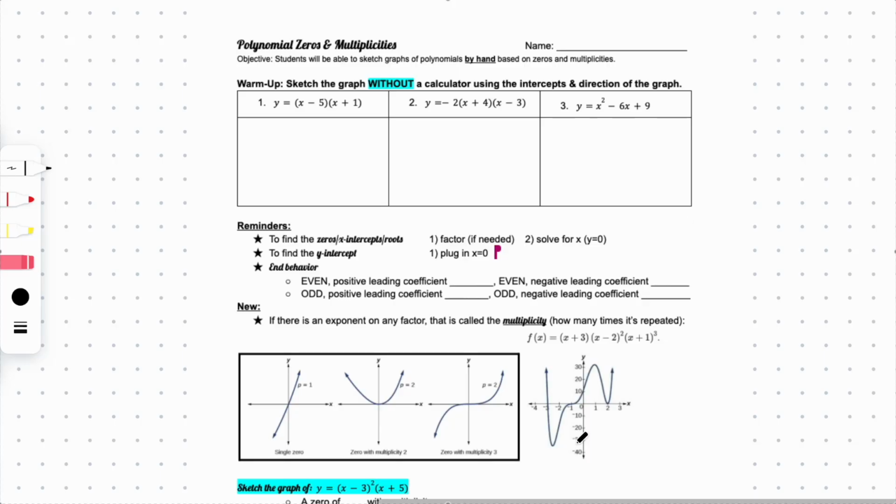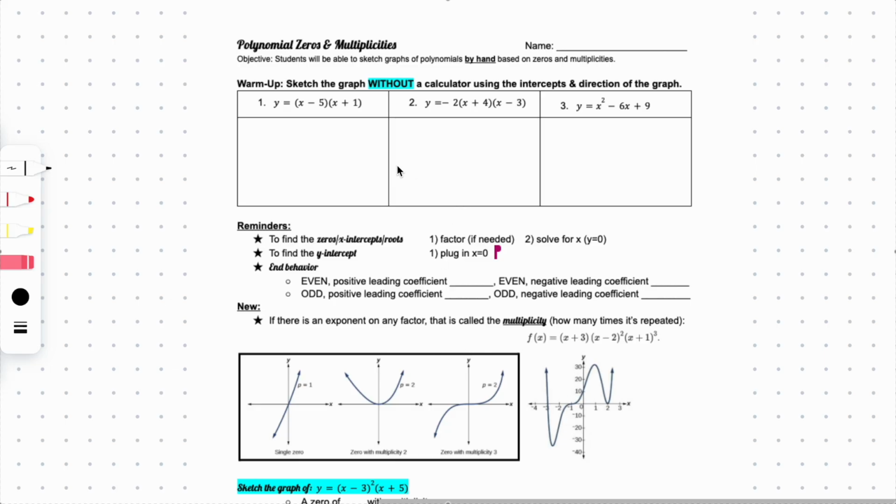And so that's what we're going to be working on today, identifying those characteristics like y-intercepts or end behaviors or x-intercepts very quickly. And we're also going to introduce this idea of multiplicity. Okay, so let's get started.